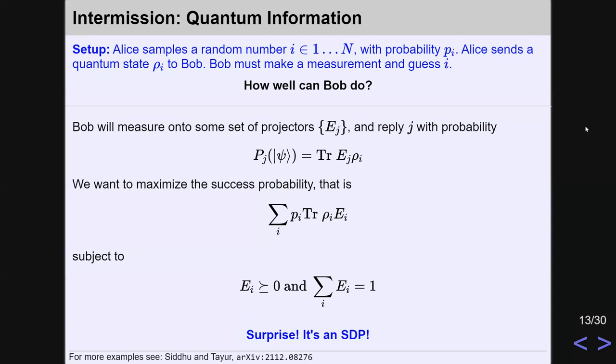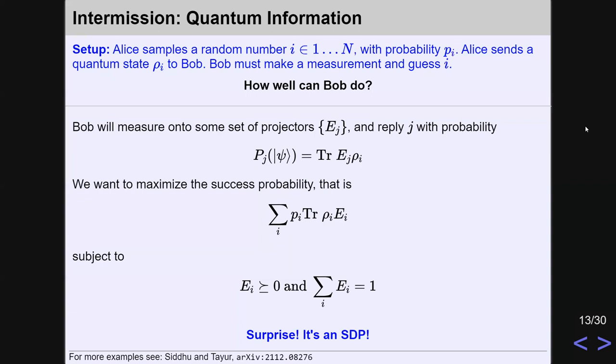That's an SDP, right? There are some matrices that I want to be positive semi-definite. Other than that, I have only linear constraints. The quantity I want to optimize is linear in what matters. It's linear in expectation values. So it's linear in all my unknowns. And so this is an occurrence of a semi-definite program in quantum information.